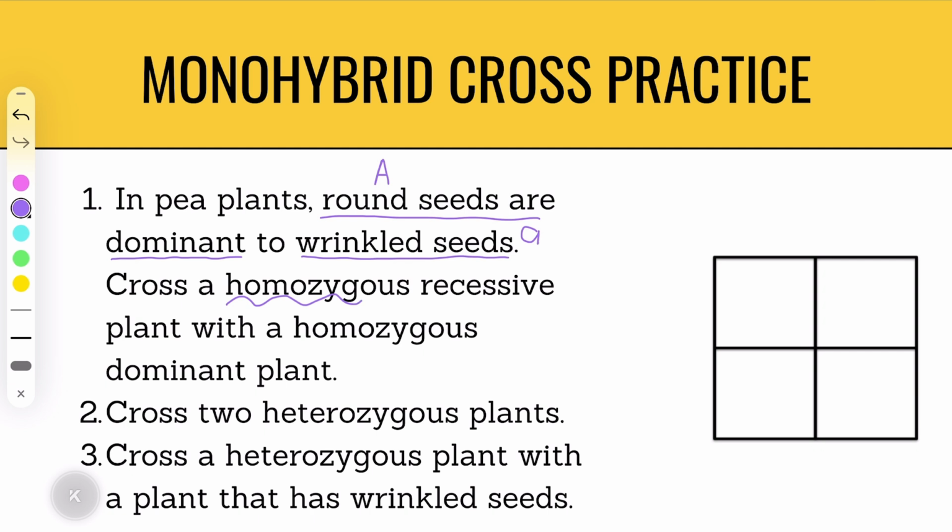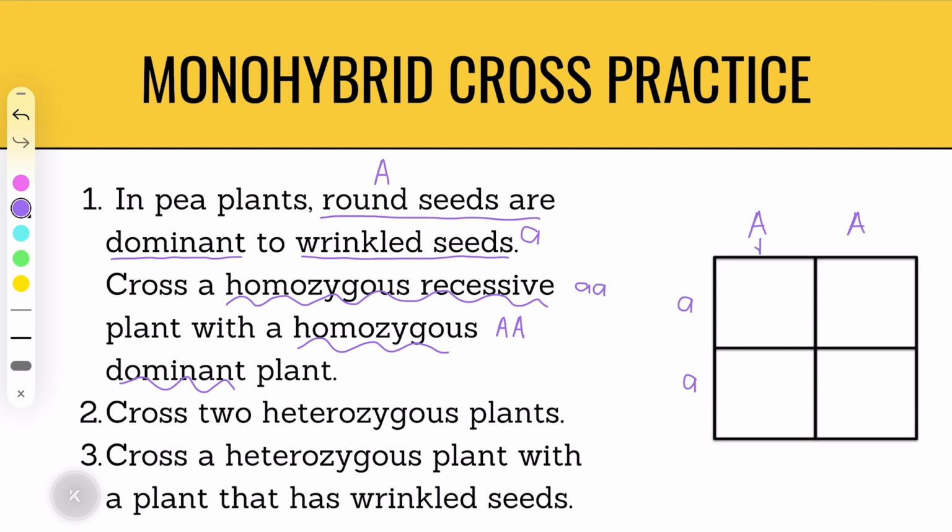Cross a homozygous recessive plant. So homo means same, recessive means 2 lower cases. So the first pea plant is that. With a homozygous dominant plant. So homo means same, dominant means capital alleles, so that's going to be my second plant. Okay, so in this case, I'm going to have the homozygous dominant plant and the homozygous recessive plant. It doesn't matter which side you put which parent on, it's going to work out the same.